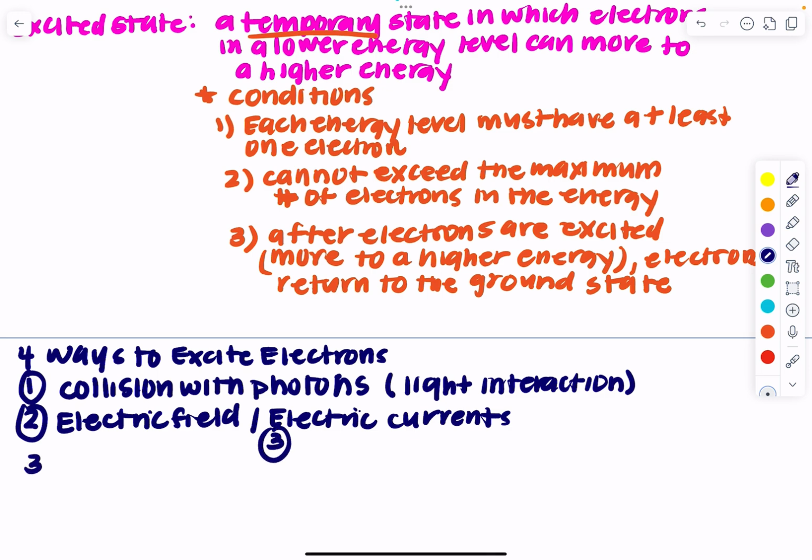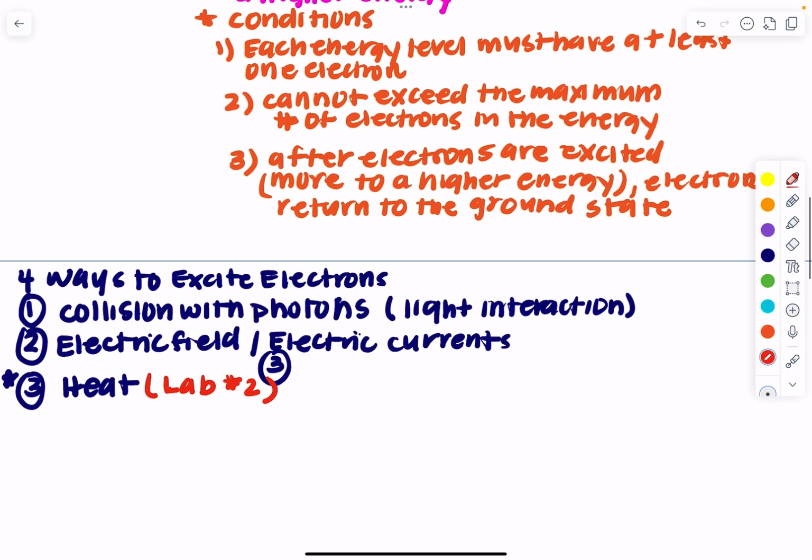And the last one, which is what we use primarily in chemistry and in this class, is heat. Anytime we heat something up, we're allowing electrons to do certain types of work. And we're going to do a whole lab on exciting electrons when we get back from Thanksgiving.